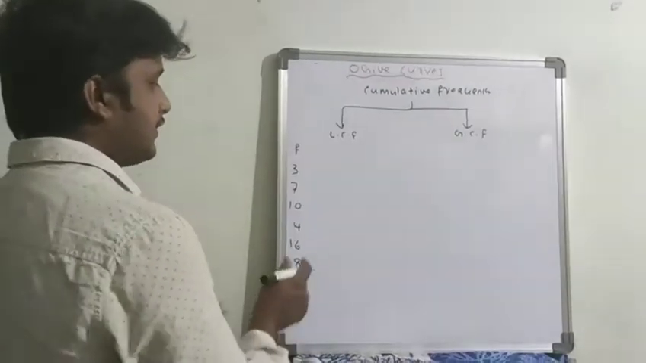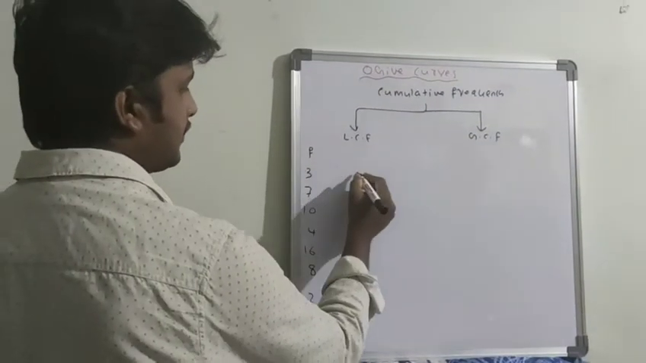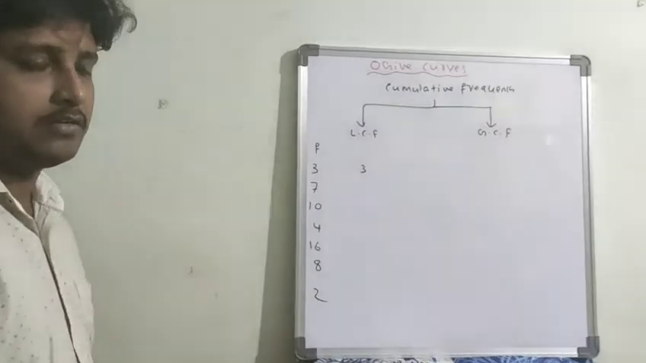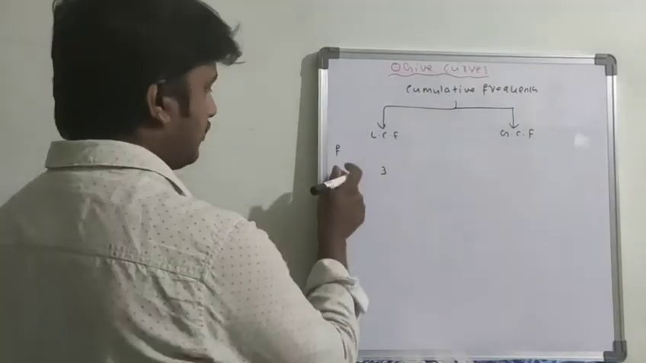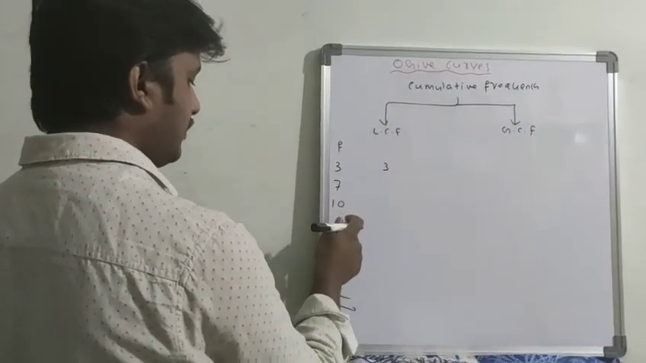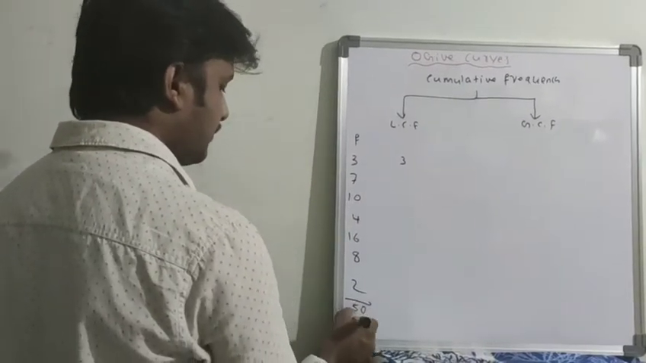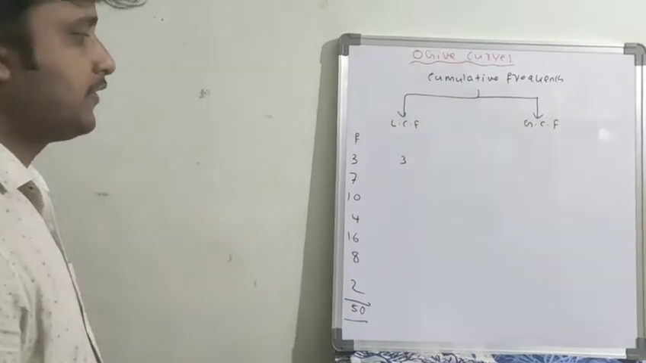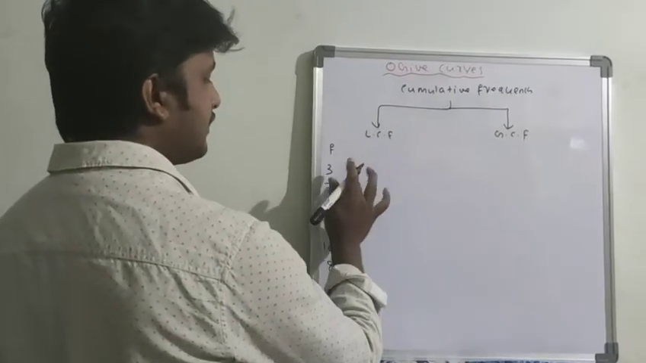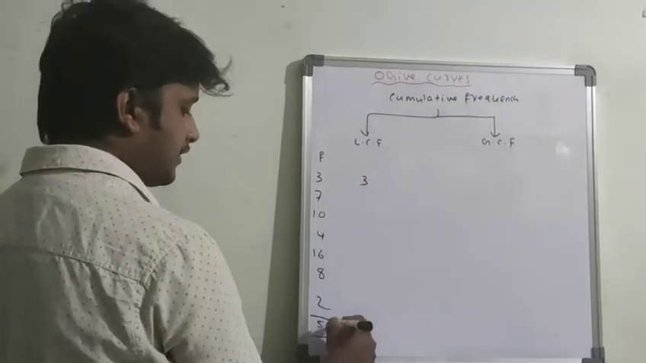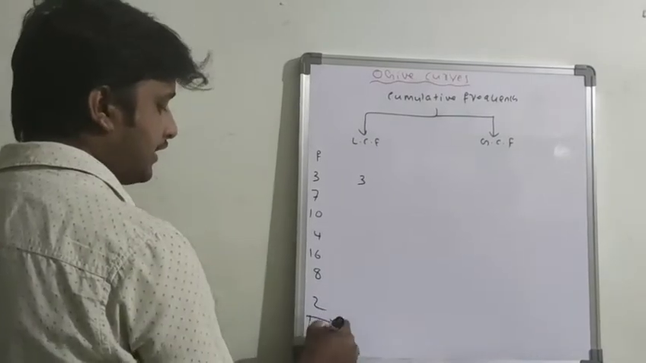For less than cumulative frequency, the first observation is the same as the frequency, and it is in ascending order. The total of all the observations is 3 plus 7, 10, 10 plus 10, 20, 24, 30, 40, 50. The total sum of the frequencies is 50, and the last observation of the less than cumulative frequency is the total, 50.